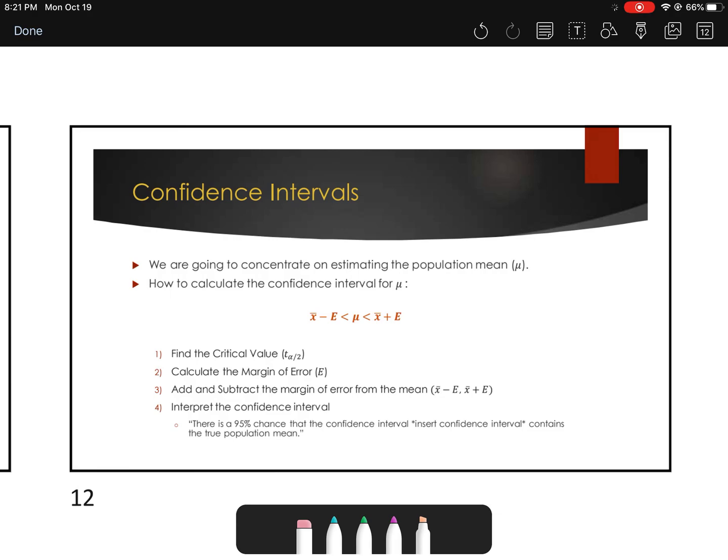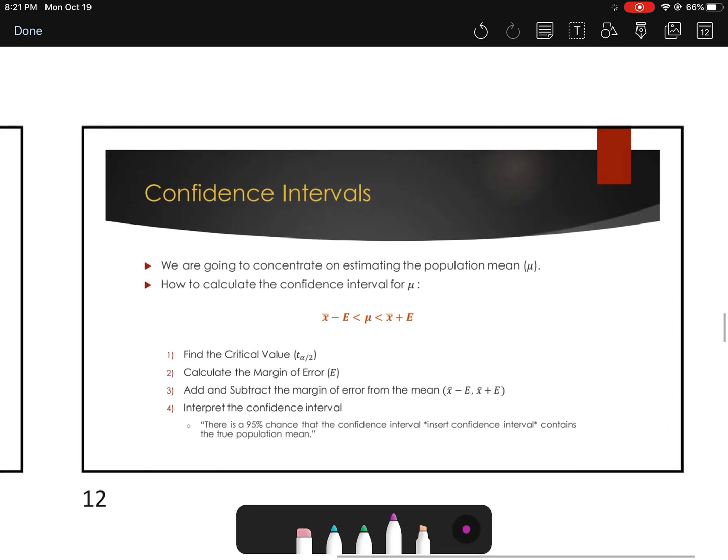Okay, so in order to find confidence intervals, the first thing I need to do is find the critical value. Then I need to calculate the margin of error. I'm going to add and subtract the margin of error from the mean, and then I'm going to interpret the confidence interval. So there's a 95% chance that the confidence interval contains the true population mean, and there I would insert the confidence interval.